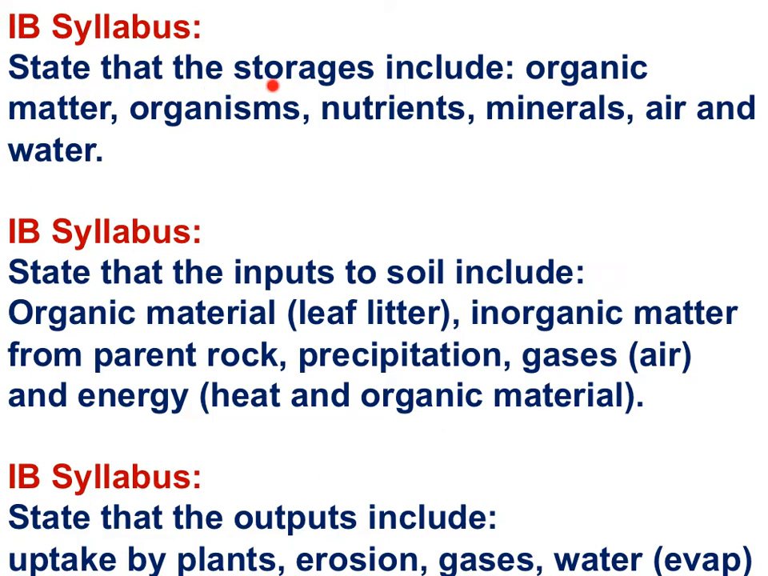State that storages include organic matter, organisms, nutrients, minerals, air, and water. State that the inputs to soil include organic material, leaf litter, inorganic matter from parent rock, precipitation, this is water, gases, and energy. And state that the outputs include uptake by plants, as well as erosion, gases, water through evaporation.